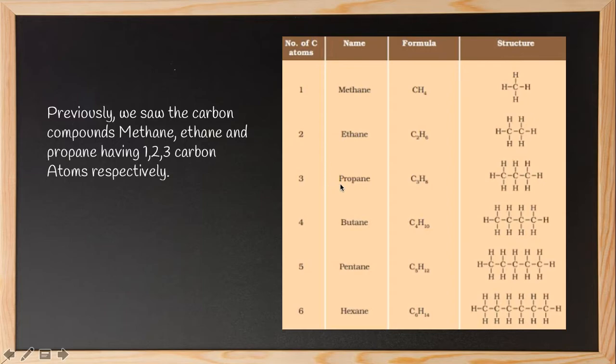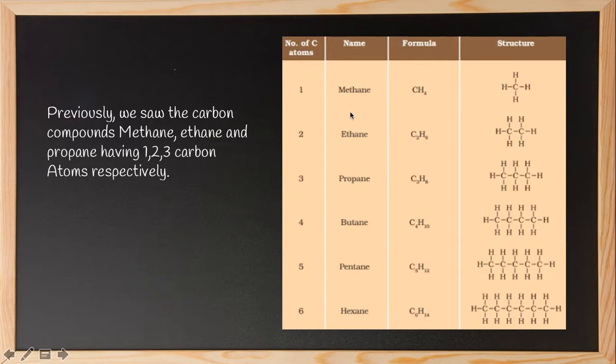Now, propane has 3 carbons. So these 3 carbons will be satisfied by 8 hydrogens. Now it is butane. When the word but comes, it means there are 4 carbons. And when it's pent or pentane, it is 5 carbons, C5, satisfied with 12 hydrogens. Next it is hexane, which is hex, which is 6 carbons.